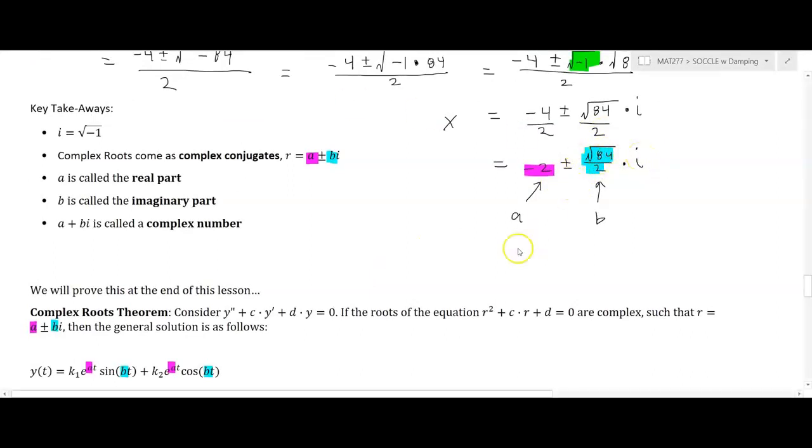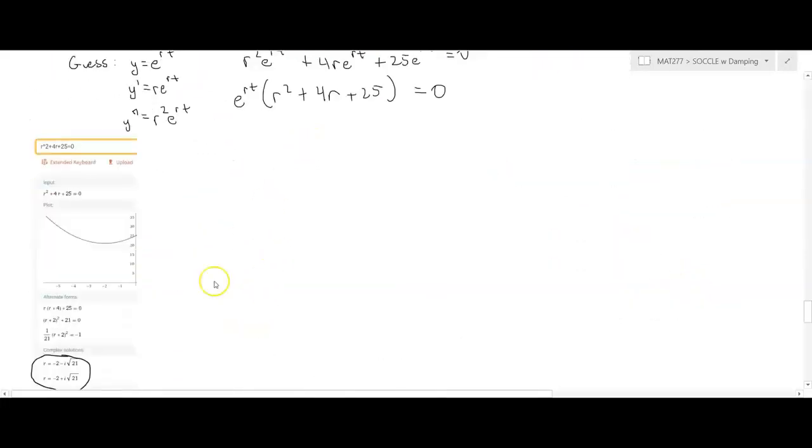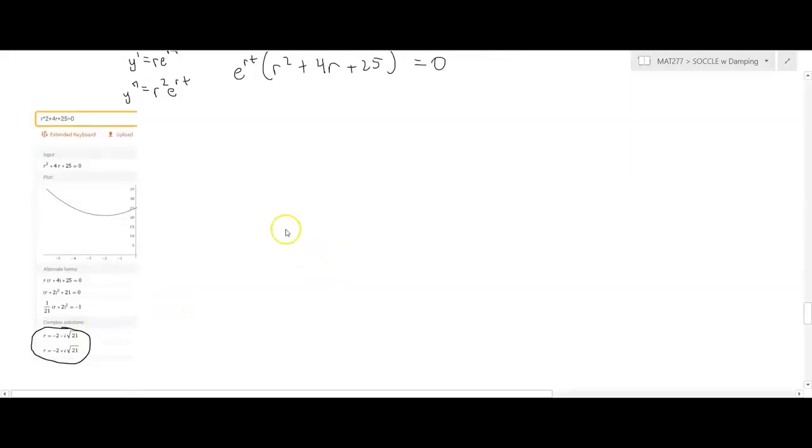And it turns out that you can actually reduce this further. -2 plus or minus, you can actually break up 84 into two factors, the square root of 4 times the square root of 21, and that's over 2, and that's over 2 times i. Square root of 4 is 2. 2 over 2 cancels, and so you see we get, not -2 over 2, just -2. And so you see we get -2 plus or minus the square root of 21 times i. So same thing Wolfram Alpha gives us. Wolfram Alpha reduces it for us quite nicely.